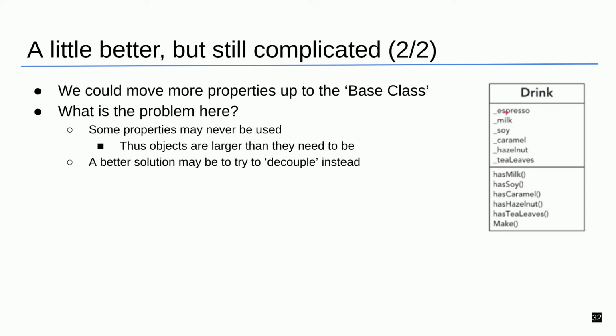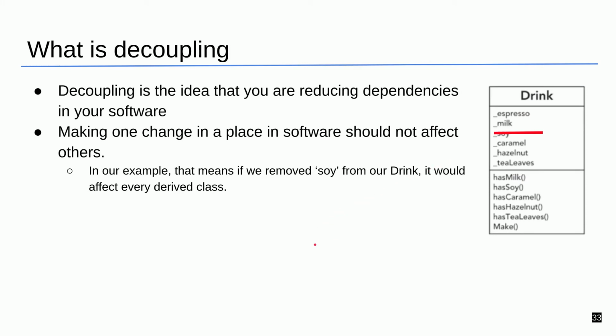Because if we want to make an espresso, for instance, caramel, hazelnut, and tea leaves might be all wasted. Okay, so then we have all this extra data that we're carrying around with us, and our object's a lot larger than it needs to be. So one possibly better solution might be to try to decouple this data so that not everything's tied together from our drink class. Okay, so decoupling is the idea that we want to reduce some dependencies in our software.